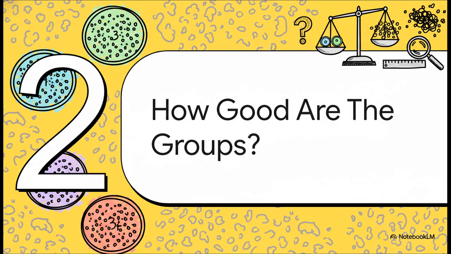That looks pretty good, right? But it brings up a huge question. How did we know to choose K equals 2? I mean, what if the right answer was 3, or 4, or 10? How can we know if we picked the right K and made good groups?